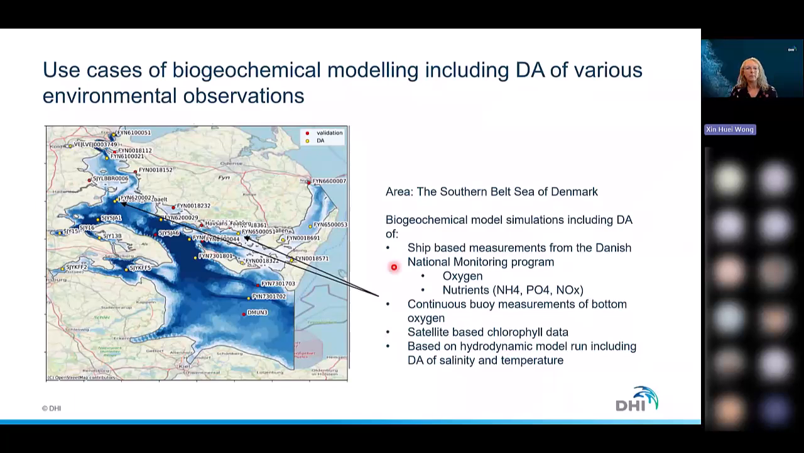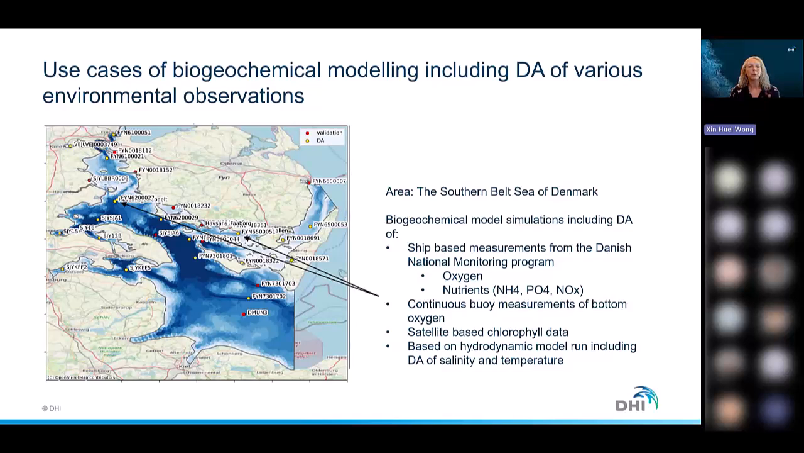The data we are assimilating into this model, I think Wei just told you about most of them, but just to repeat, we are assimilating ship-based measurements from the Danish National Monitoring Program, the parameters being oxygen, ammonia, phosphate, and nitrate. These ship-based measurements are all sampled at the stations you can see in the map, where the yellow ones are the ones we are assimilating, and the red ones are the ones that we are using for validation.